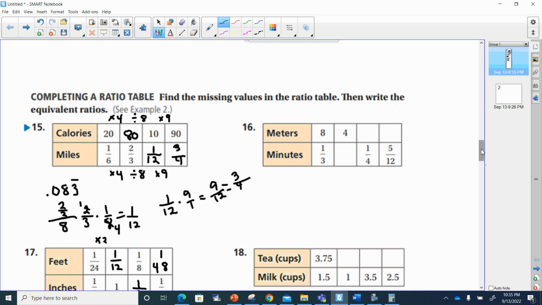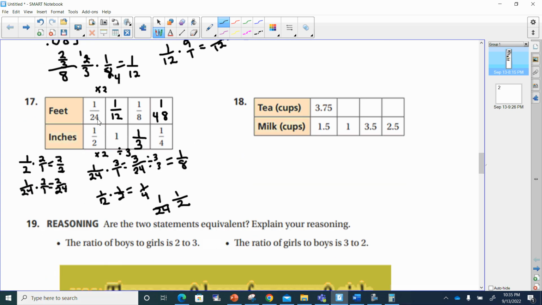All right? I'm going to go to number 17 now. What did I do to get 1/2 to get to 1? I multiplied it by 2, because 2 over 2 is 1. So I have to multiply this by 2. That would give me 2 over 24, and 2 over 24 can be reduced to 1 over 12. Next, what did I do to get 1 over 24 to get to 8? Well, it seems to me I multiplied it by 3. If I multiply it by 3, I get 3 over 24, and then I could divide both by 3 to give me 1 over 8, which means I'm going to have to take 1/2 and multiply it by 3, right?